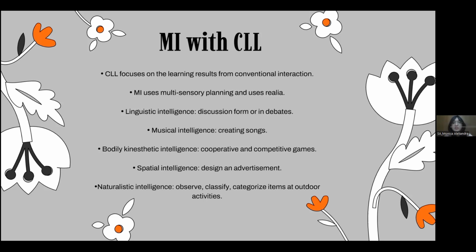For example, linguistic intelligence can learn through discussion, storytelling, journal writing, debate, or report presentation. Musical with creating a song to summarize concepts or ideas, or make up a story with a song. Bodily kinesthetic can do cooperative and competitive games. Spatial can learn with advertisement designing and video shows. And last is naturalist, by outdoor learning observation and classifying and categorizing items in outdoor activities.